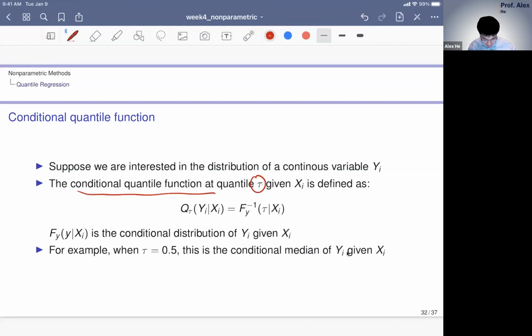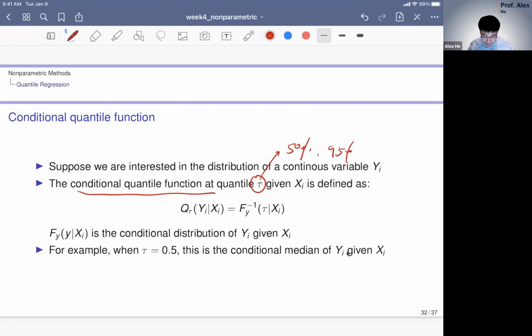And then we have this function defined as the conditional quantile function. It allows you to define what the quantile is. So if you want to know for a distribution what the value is at quantile tau, for example the 95th percentile or the 50th percentile, then this tau is equal to 50% or 95%.